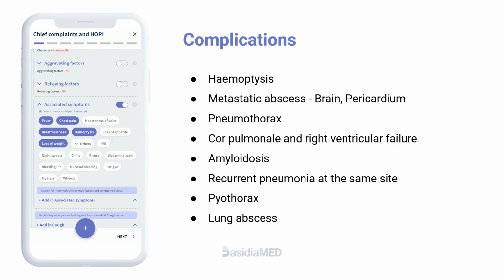Complications of bronchiectasis include hemoptysis, metastatic abscess involving the brain, pericardium, etc., pneumothorax, cor pulmonale and right ventricular failure, amyloidosis, recurrent pneumonia at the same site, and lung abscess.